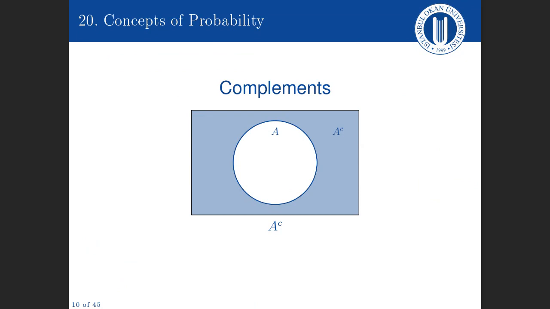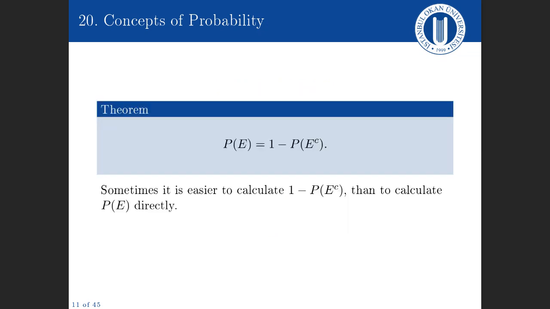The next topic is complements. A complement means everything which is not in A, everything which is in the sample space, but is not in A. The theorem for complements, the formula that we're going to be using, is that the probability of an event E is equal to 1 minus the probability of the complement of E. And this is going to be useful for us because sometimes it's going to be easier to calculate 1 minus the probability of E complement than it is to calculate the probability of E directly.